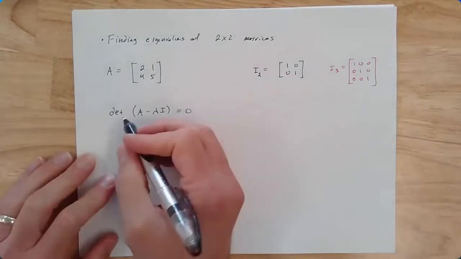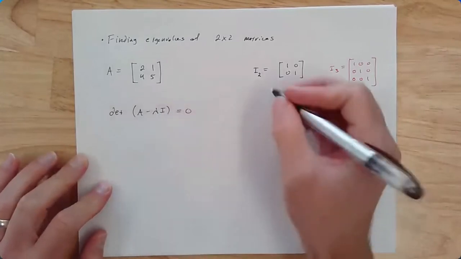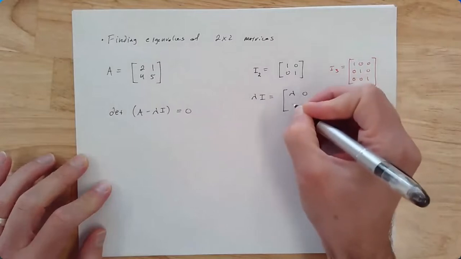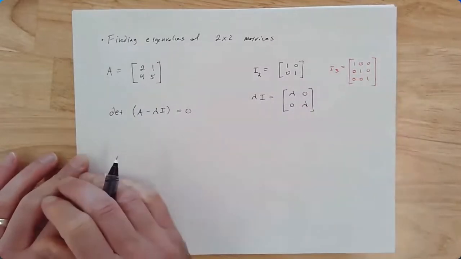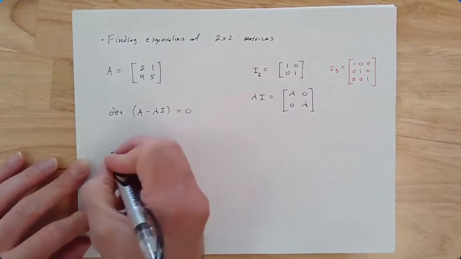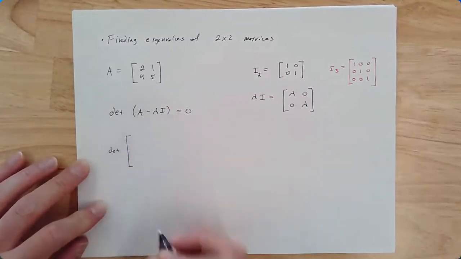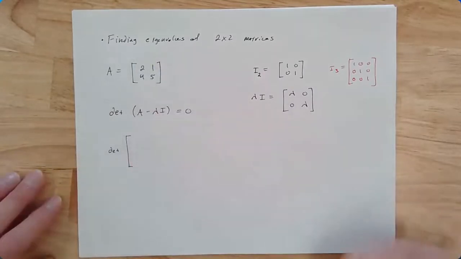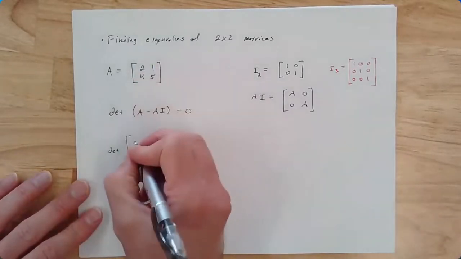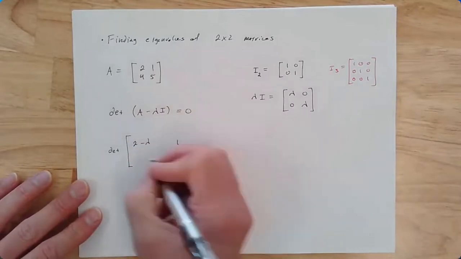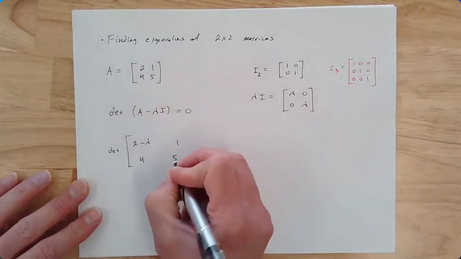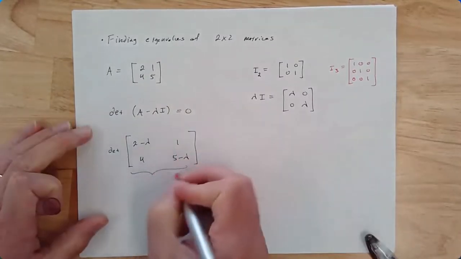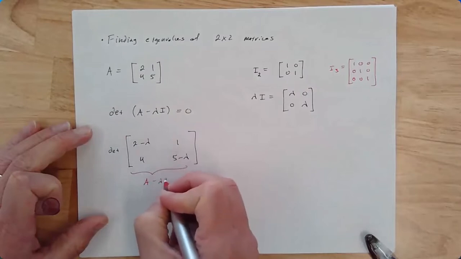So if we're doing the determinant of A minus lambda times this, lambda times the identity matrix is just having lambdas on the diagonal. Now I'm kind of showing maybe more work than I need to. What we typically just do is subtract lambda from each diagonal element. So I'm going to have 2 minus lambda, 1, 4, 5 minus lambda. This is your A minus lambda times the identity matrix.